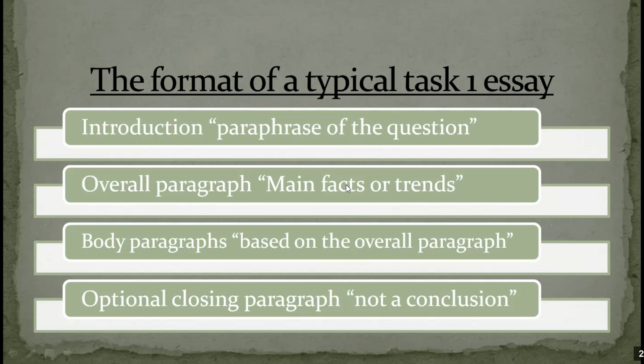Overall paragraph, which focuses on the main facts or trends, it's usually 1 or 2 sentences. Body paragraphs based on the overall paragraph, and then an optional closing paragraph. It's not a conclusion. You don't have to write it. You only write it if you are short on word count and you need to increase the number of words. And I'm going to show you how to write it.